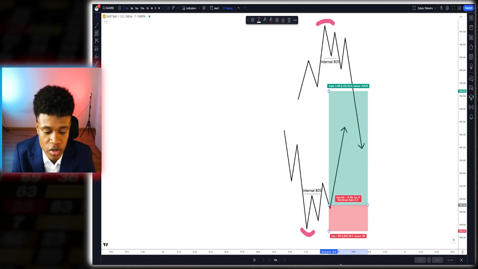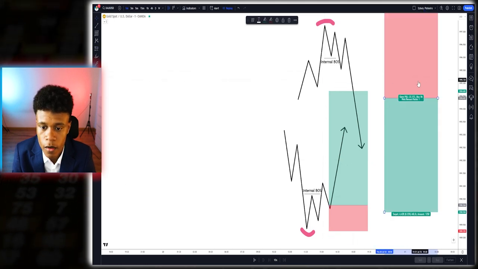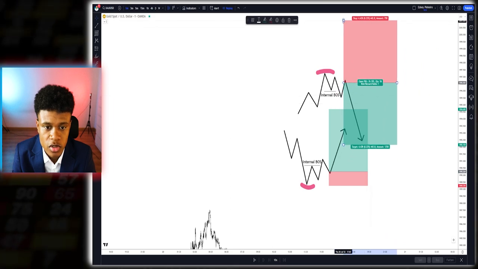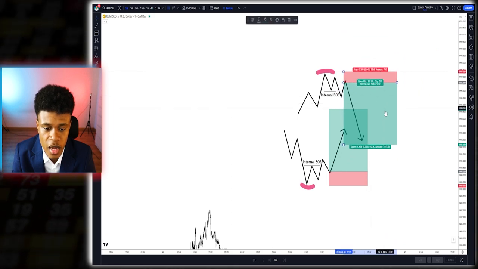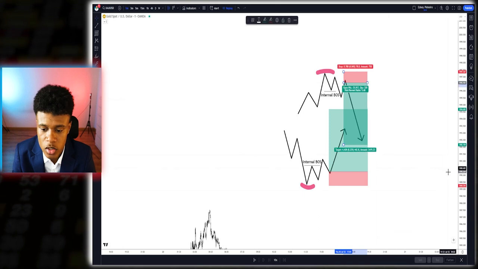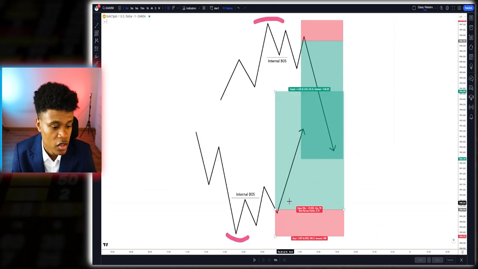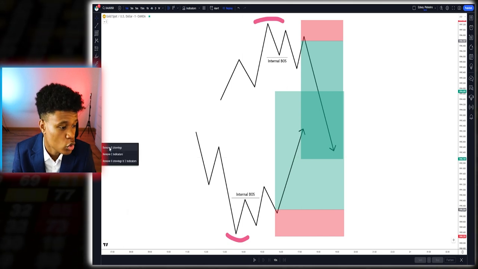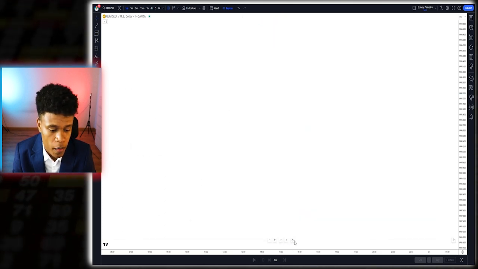That's not what will happen, okay? You actually protect your stop loss. You take your entry here and protect your stop loss on this high, okay? This is what you will do if you want to trade internal break of structure, entry signal confirmation. Let's go to the chart and let me try to show you guys some examples very quickly.